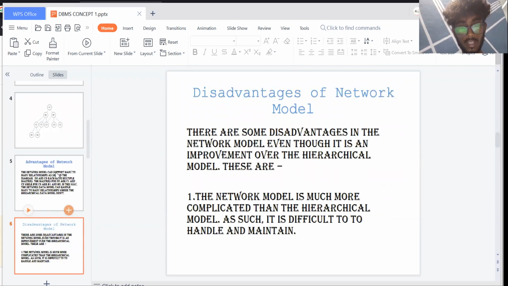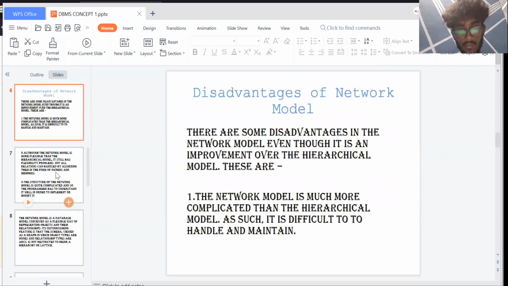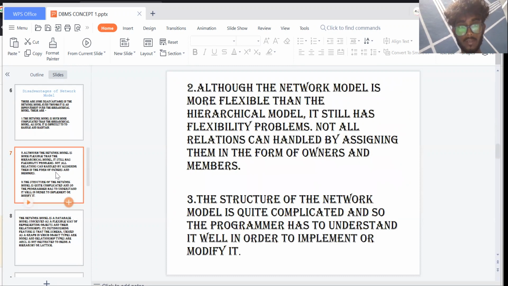Disadvantages of network model. There are some disadvantages in the network model even though it is an improvement over the hierarchical model. These are three types. One, the network model is much more complicated than the hierarchical model. As such, it is difficult to handle and maintain. The second point is although the network model is more flexible than the hierarchical model, it still has flexibility problems, so not all relations can be handled by assigning them in the form of owners and members. The structure of the network model is quite complicated and so the programmer has to understand it well in order to implement or modify it.